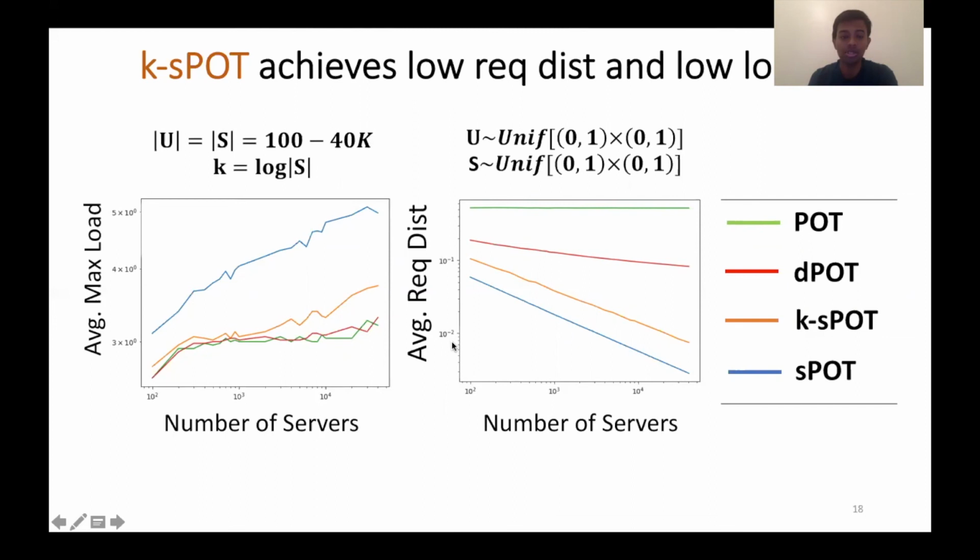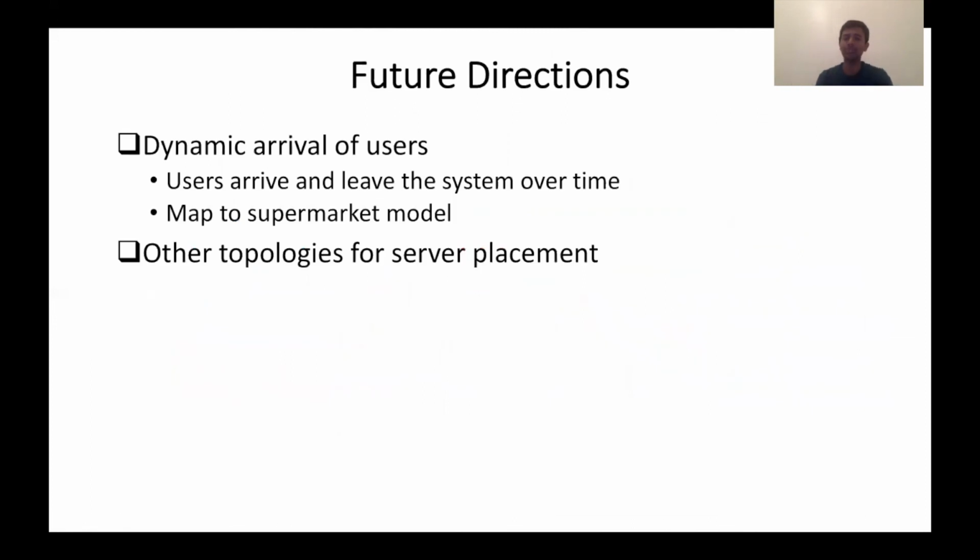With this, what we would like to consider in future is, instead of a static setting, a dynamic arrival of users. It can be mapped to the classical supermarket model. We also want to consider various topologies associated with the servers. Instead of a 2D placement, we need to consider a more general graph-based server placement and then evaluate these six policies. That would be our future work.